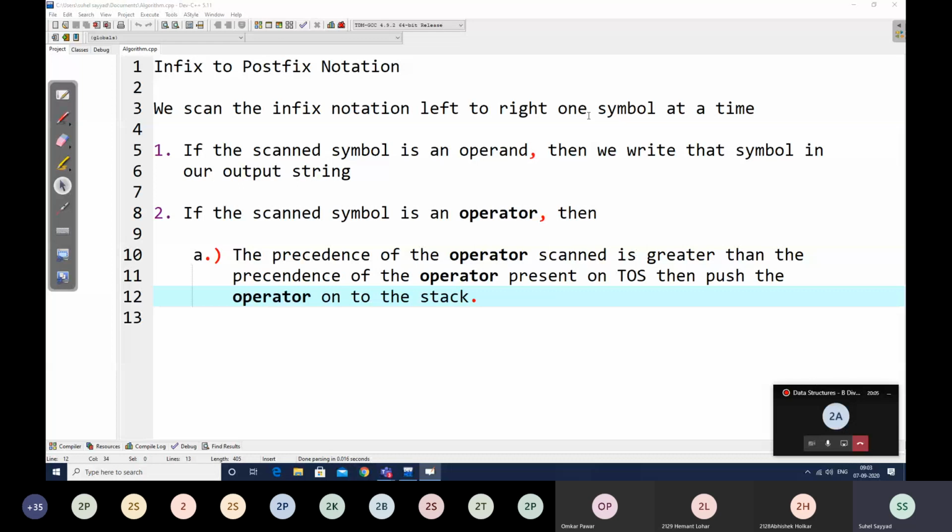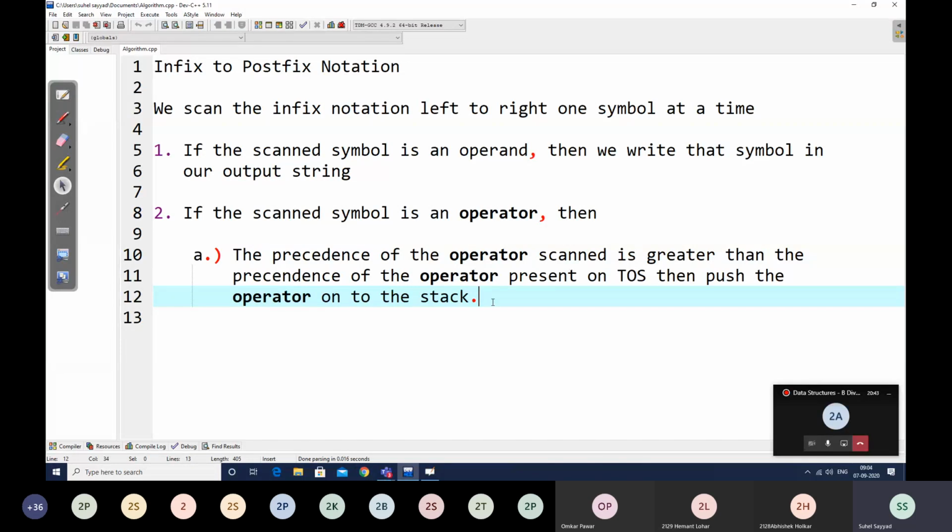The first rule we discussed in the last lecture is: if the precedence of the operator that is scanned is greater than the precedence of the operator present on top of stack, then we push the scanned operator onto the stack. I again repeat the statement. The operator which you are scanning right now, if its precedence is greater than the precedence of the operator already present on top of stack.